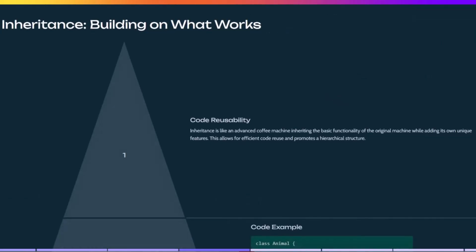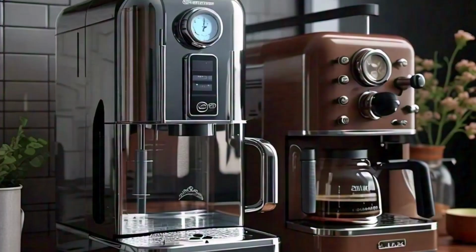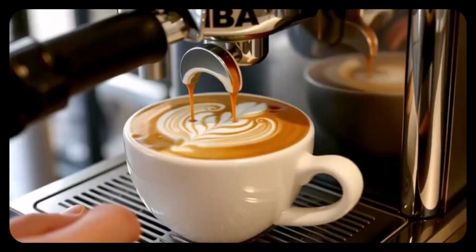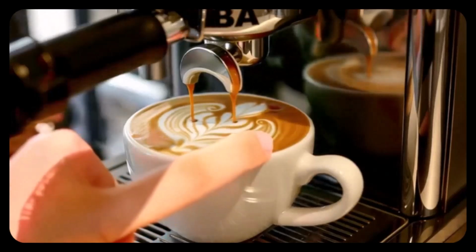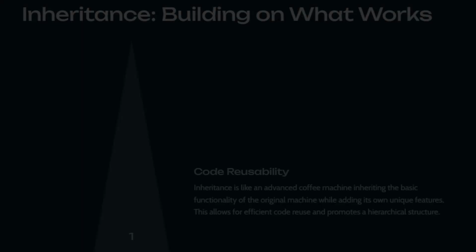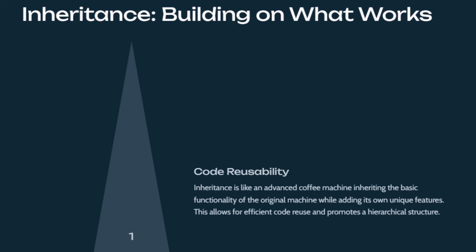Inheritance. The advanced coffee machine is like a child class. It inherits the essential features of the original machine while adding its unique ability to make a cold coffee. This demonstrates how OOPS allows existing functionality to be extended without starting from scratch.